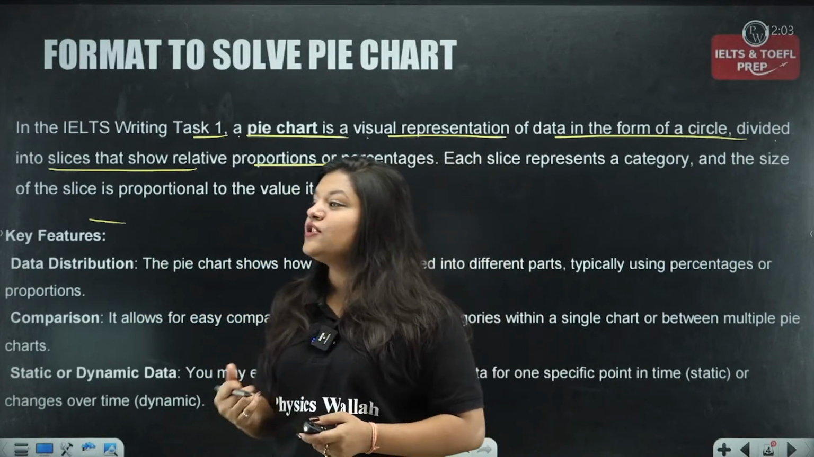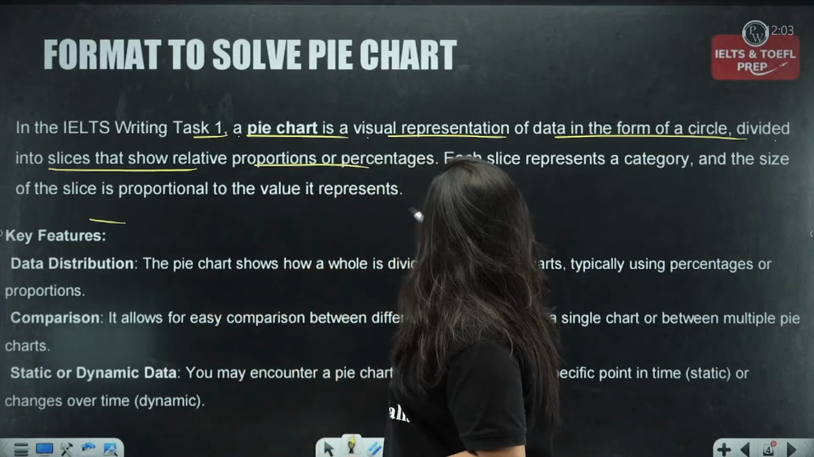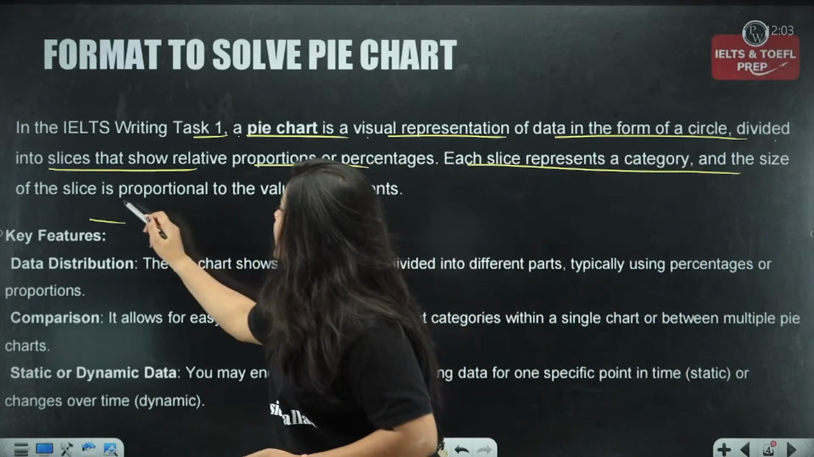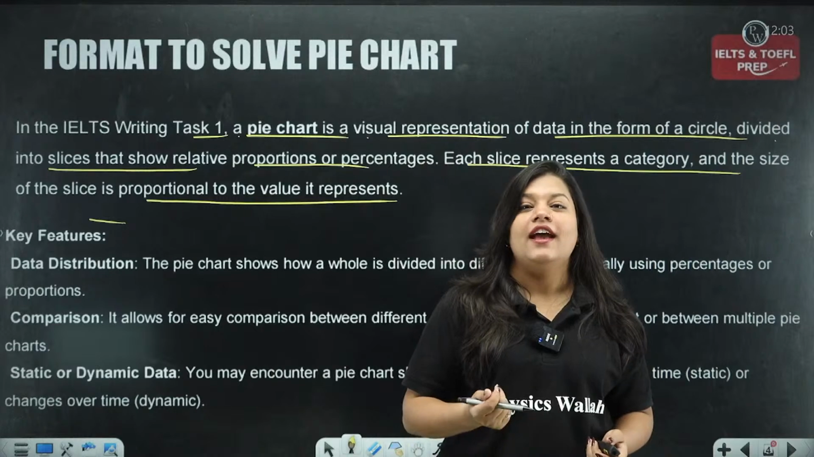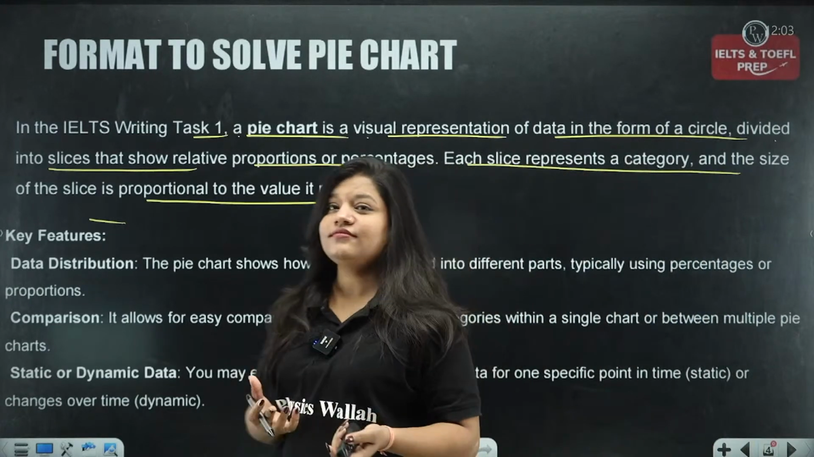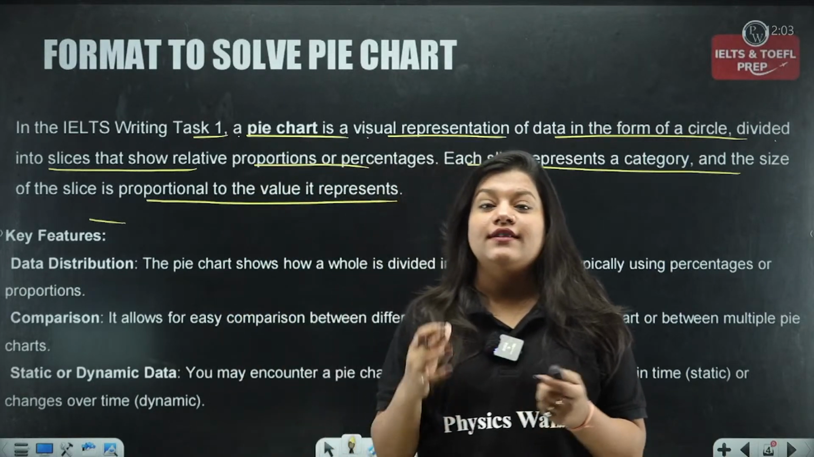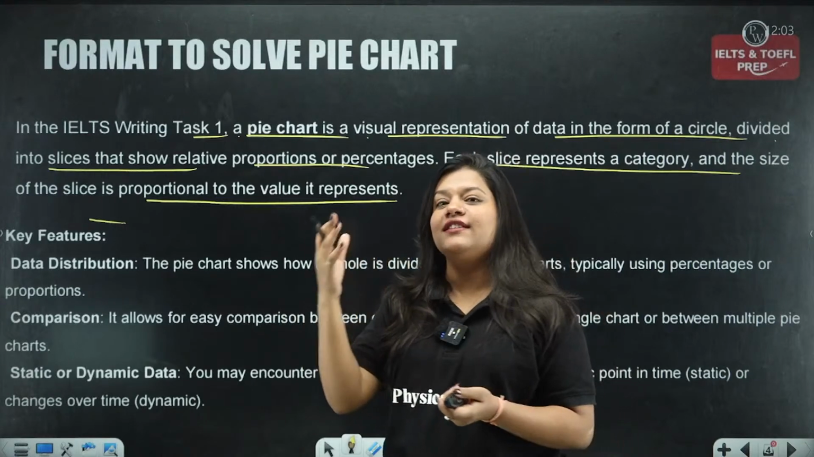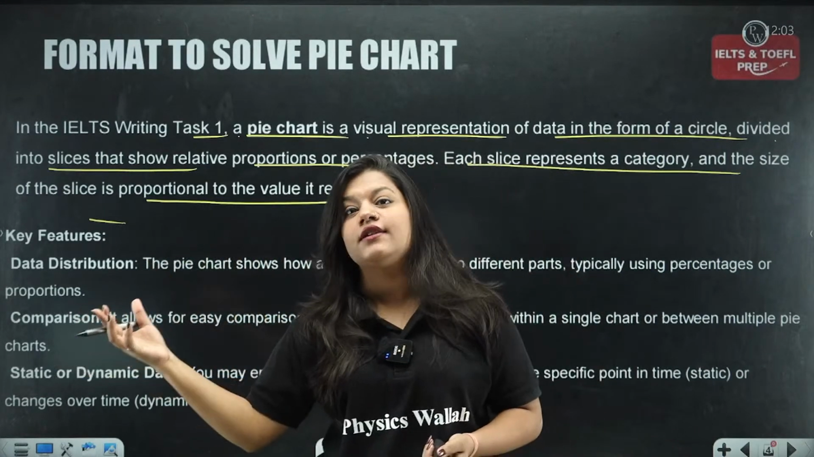Ma'am, what is pie chart? This is what I'm telling you, so just pay attention and listen. Each slice represents a category and the size of the slice is proportional to the value it represents. So a pie chart is more like a pizza. Everyone likes pizza, so it's circular but divided in slices, and each slice tells a different proportion of the different categories it is related to.